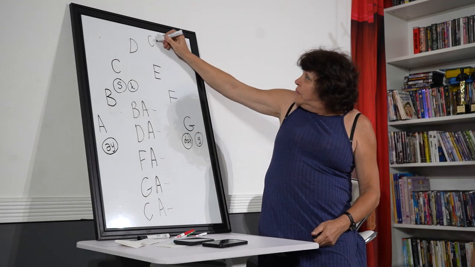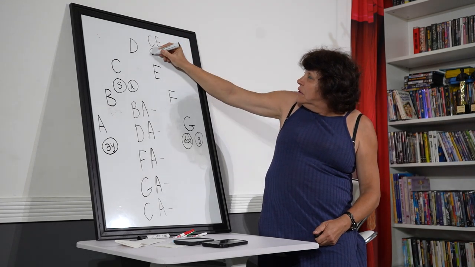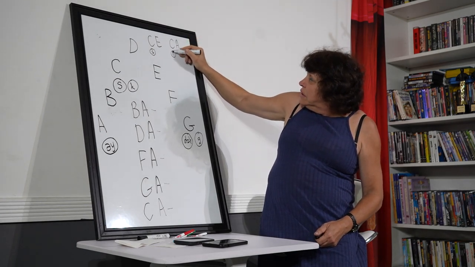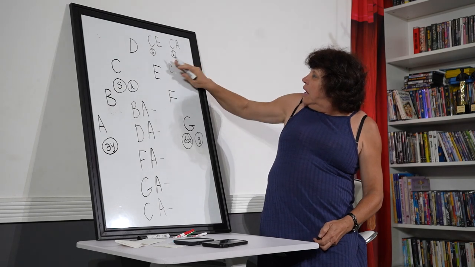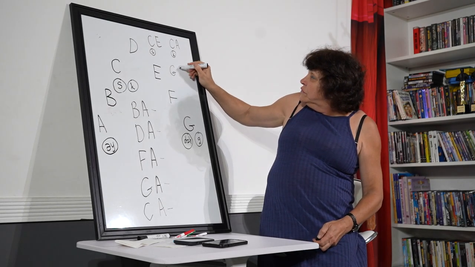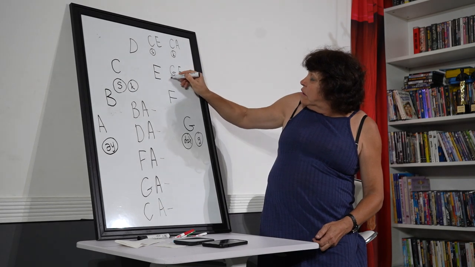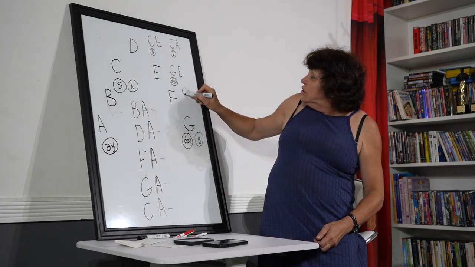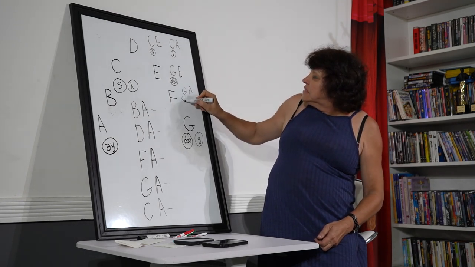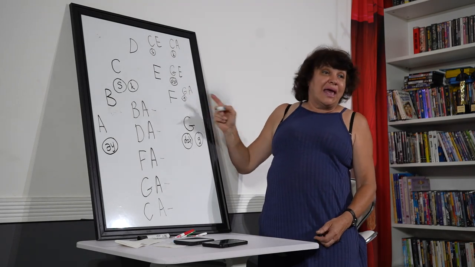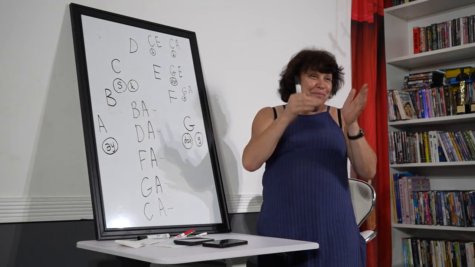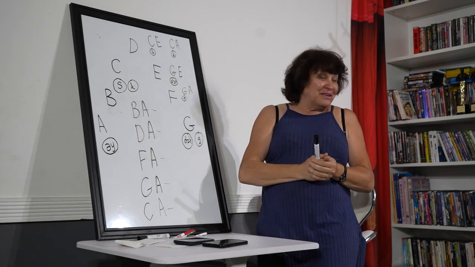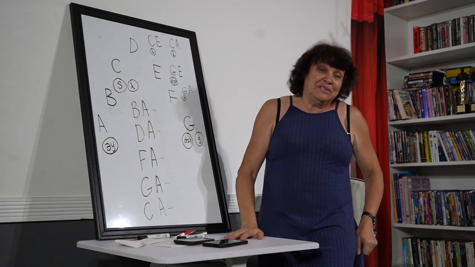So if C is followed by E, it makes sound S. If C is followed by A, it makes sound K. If G is followed by E, it makes sound J. And if G is followed by A, it makes sound G. Gay. Bravo! What a perfect couple we have here. Beautiful. Thank you so much. And we're done for the first lesson.